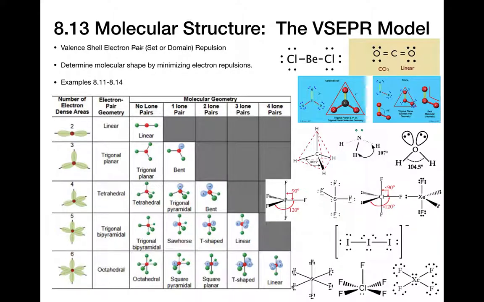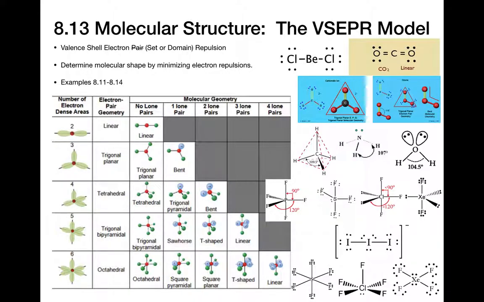Water would have a 104.5 degree bond angle, as it has 4 sets of electrons, 2 unshared pairs and 2 shared pairs, but it has a basic tetrahedral shape, with a little bit of distortion due to the unshared electrons taking up a little extra space.